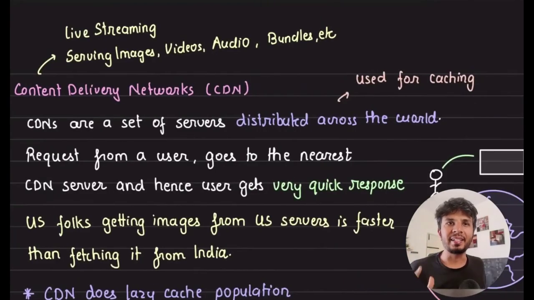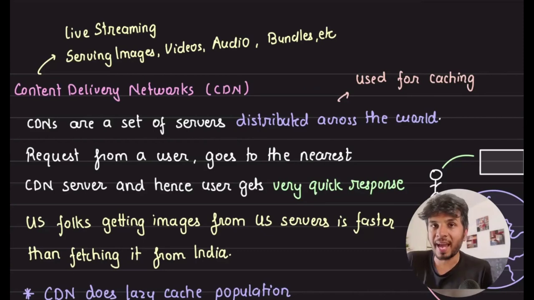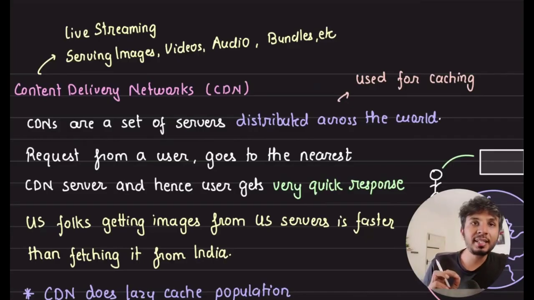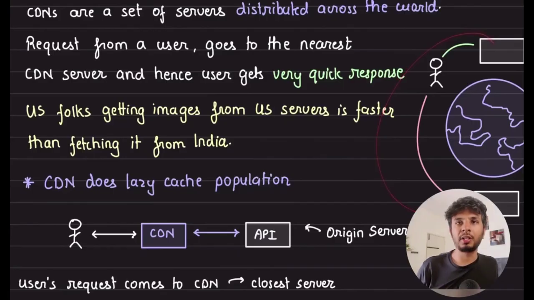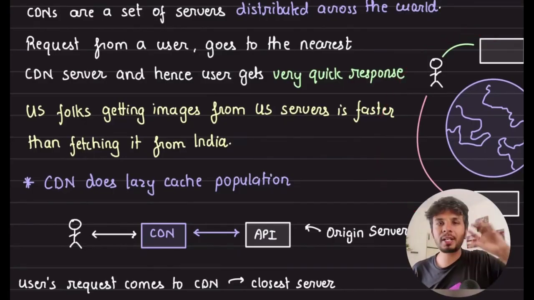There comes CDN. So let's spend some time understanding what CDN is, how it caches, and the kind of benefit it provides. CDNs are one of the most interesting places to cache things. CDN stands for Content Delivery Network. These are a set of servers which are distributed across the world. It's not something that is just one region.